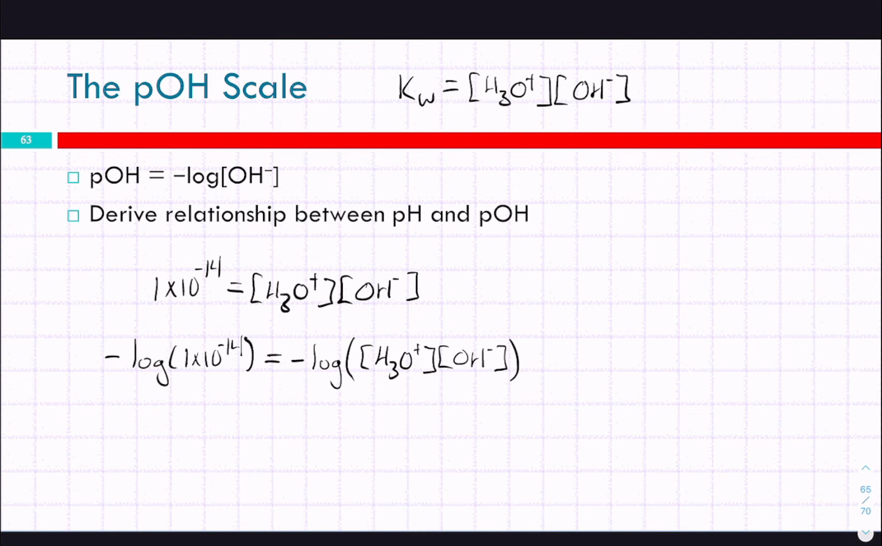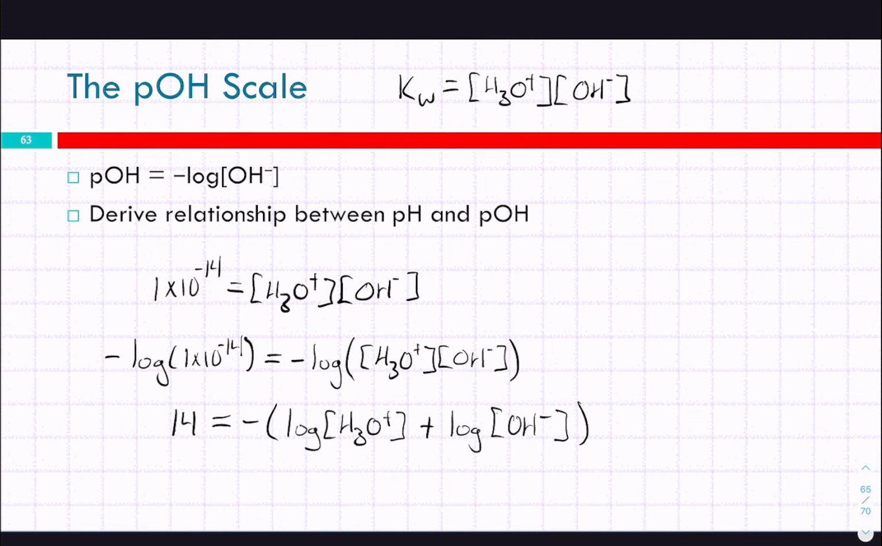So on the left side, we can calculate that. So that'll be 14. So 14 equals, and one of the tricks of logarithms, if you're taking the log of two things being multiplied together, that's the same as the log of the first thing plus the log of the second thing. So we're going to leave this negative on the outside there. This will be the log of H3O plus, plus the log of OH minus.